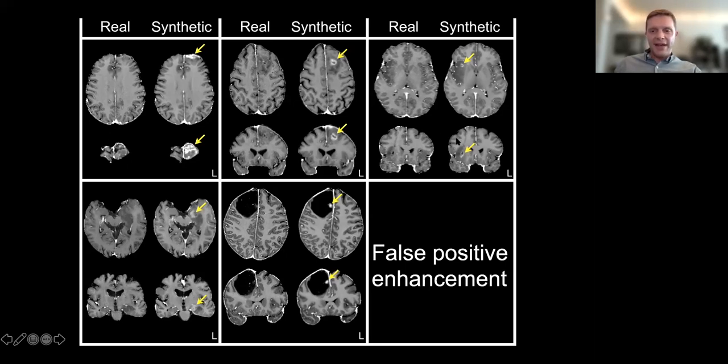I think that may boil down to what I was talking about earlier, how we had a relatively small proportion of low-grade tumors in the training data set. So we may be able to fix that by adding more low-grade tumors.